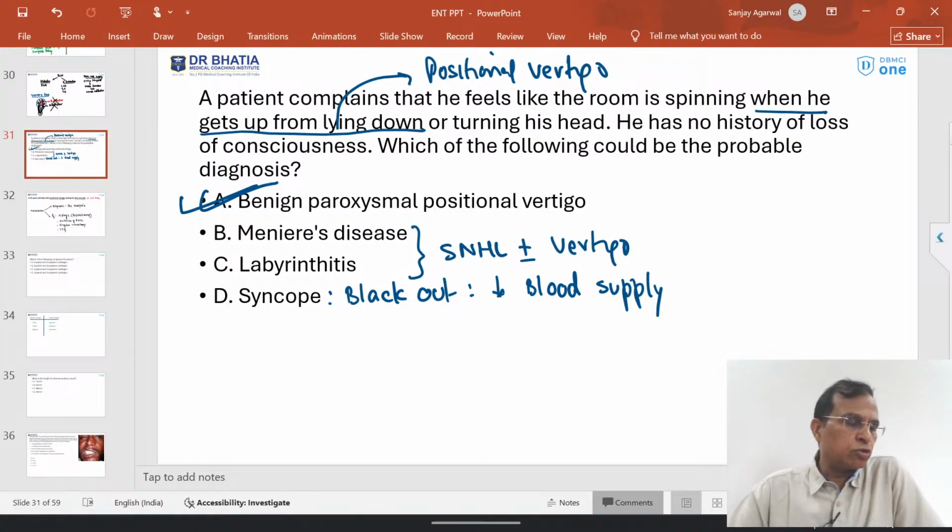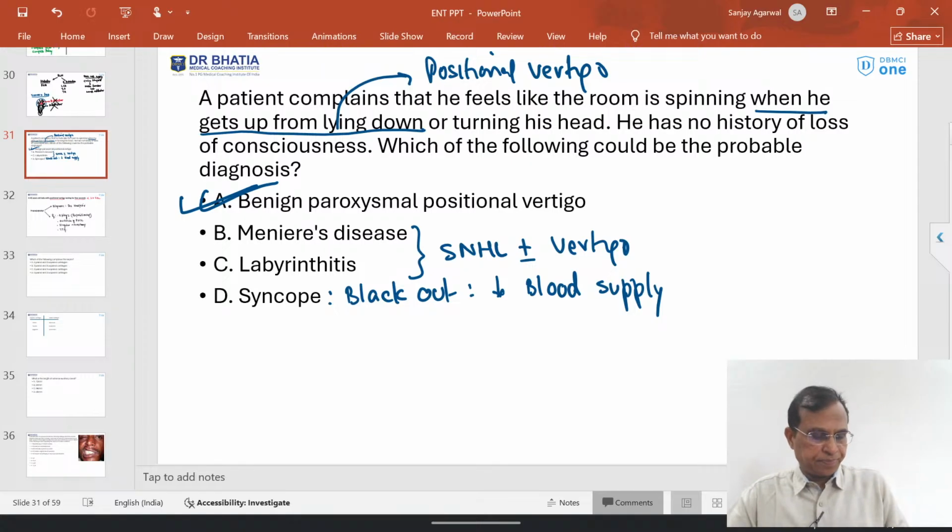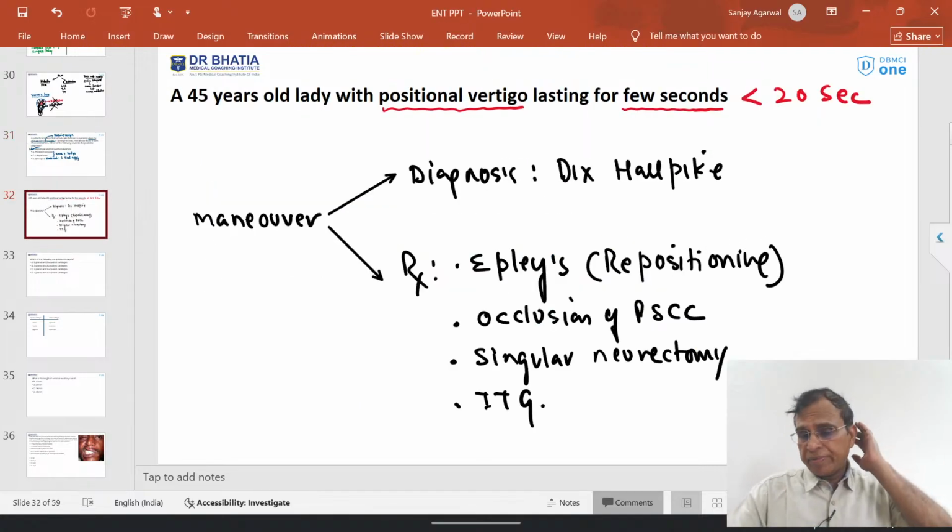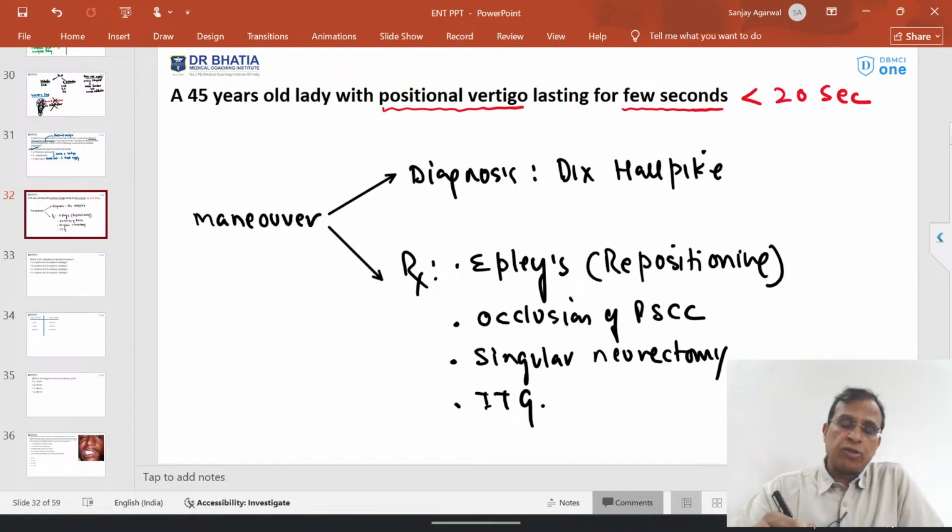So Aman, Suvo, Ranjan, Sakshi, Patidhar, Anirudh, Vipul, so everybody got it right. Now these are the other points about BPPV. I told you the BPPV patient has positional vertigo lasting for few seconds, less than 20 seconds.